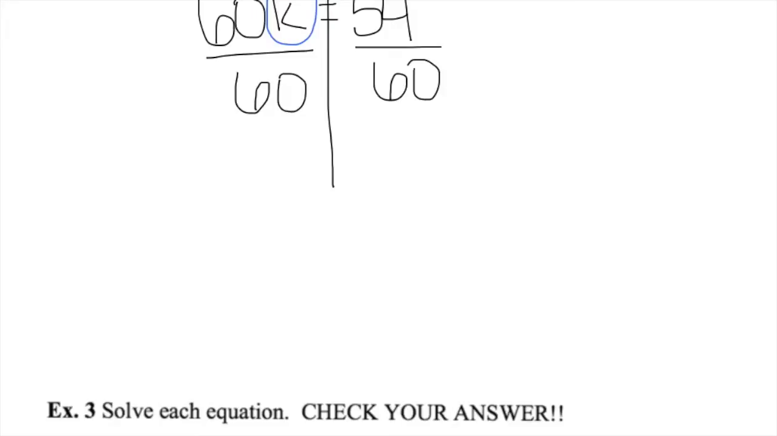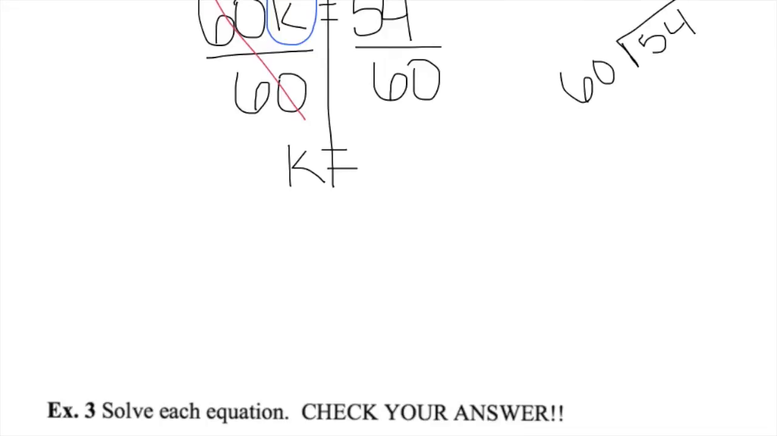60 over 60 simplifies to 1, so k survives on the left side. And then 54 divided by 60. Well, that's going to be a decimal. It's less than 1 because 54/60 is a fraction less than 1. Let's go ahead and divide it out.